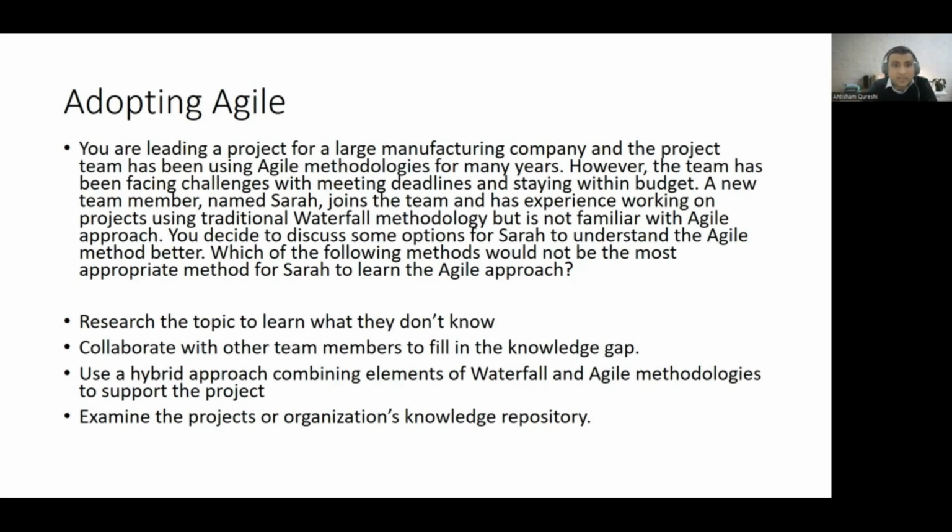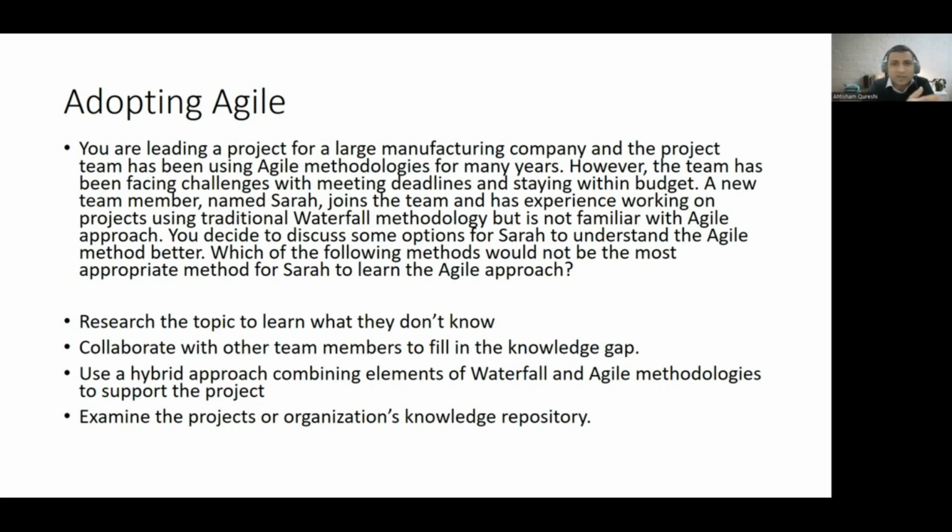Team, you are leading a project for a large manufacturing firm, and the project team has been using agile methodologies for years. However, the team has been facing challenges with meeting deadlines and staying within the budget. A new team member named Sarah joins the team and has experience working on projects using traditional waterfall methodology, but is not familiar with agile. So you decide to discuss some options for Sarah to understand the agile method in a better way. Which of the following methods would be most appropriate for Sarah to learn agile approaches?